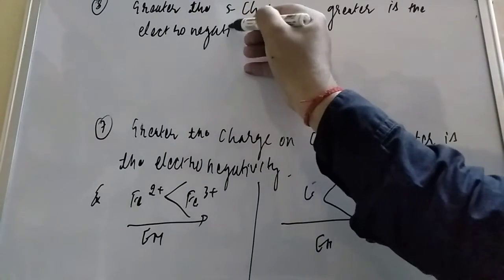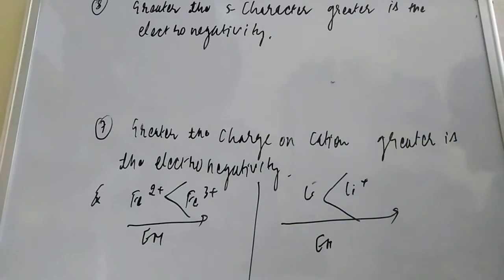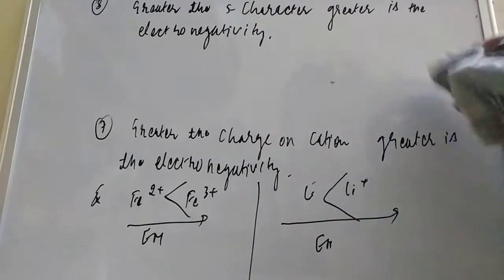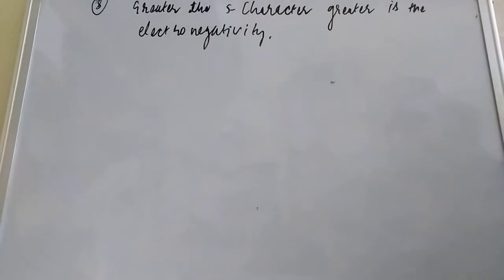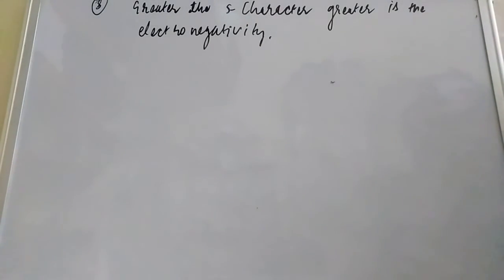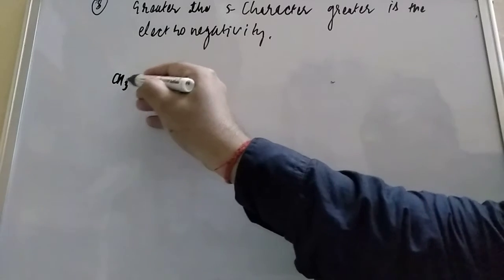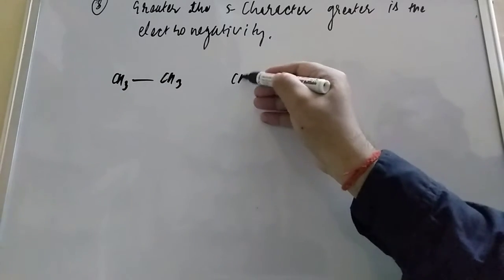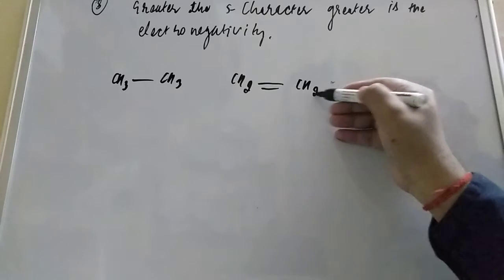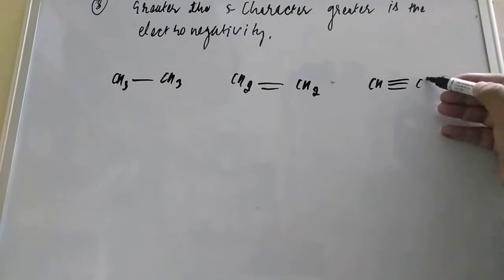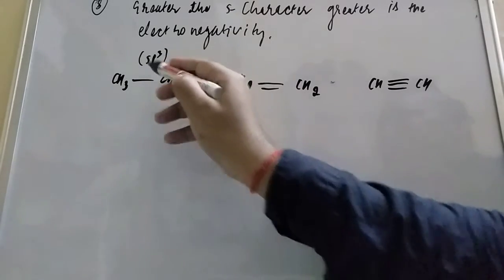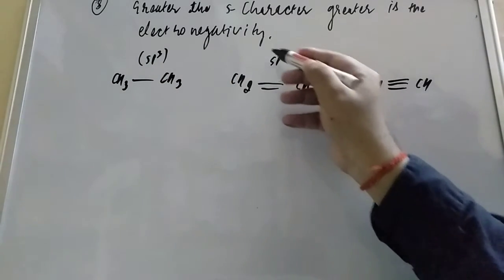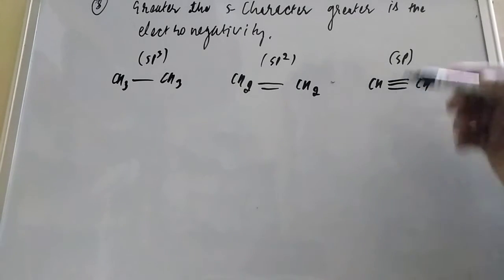Dear friend, how to calculate the S character? That is based on the hybridization, whether it is sp, sp2 or sp3. With the help of hybridization we will be able to understand. Suppose we have the examples CH3-CH3, then CH2=CH2, and last CH≡CH. Single bond means sp3 hybridization, double bond means sp2 hybridization, and triple bond means sp hybridization.